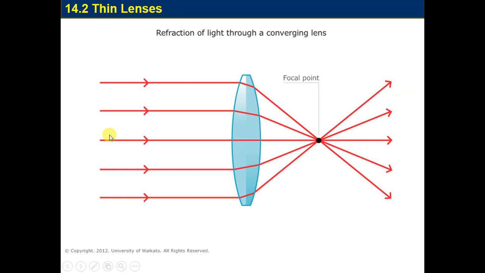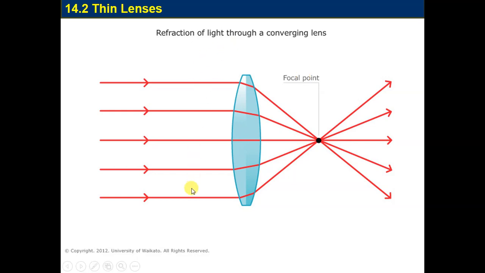Okay, so these rays will refract two times. The first when they enter the glass or the lens, the second when they leave the lens. But we care now about this part. So when they leave the lens, they converge. What does converge mean? They bend inward, until they meet at a specific point. They meet at a specific point, it means they all focus at this point. That's why this point is called what? The focal point.